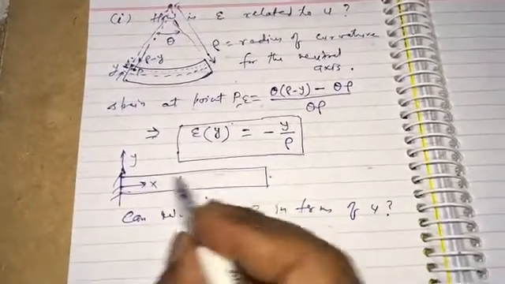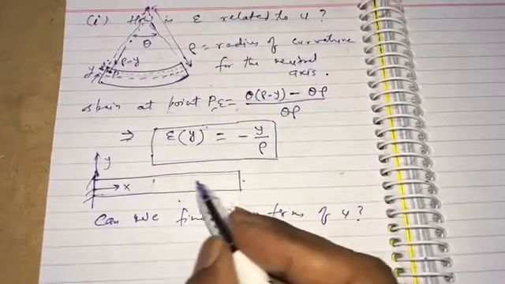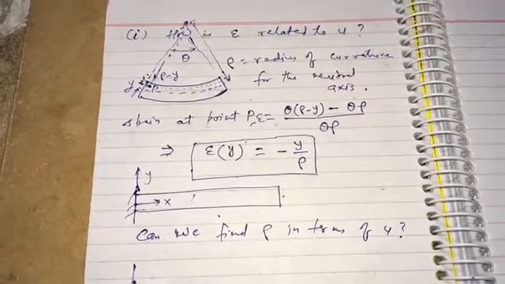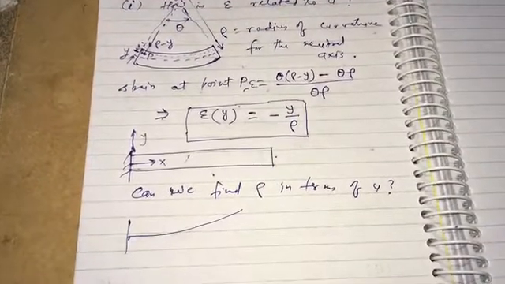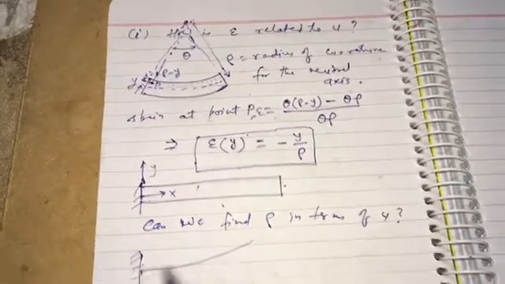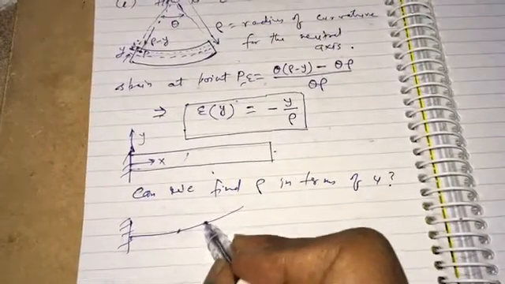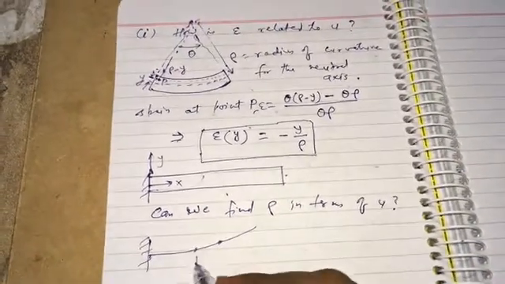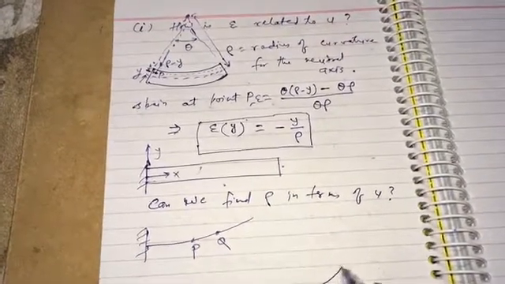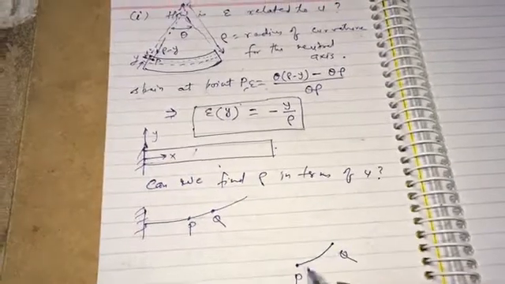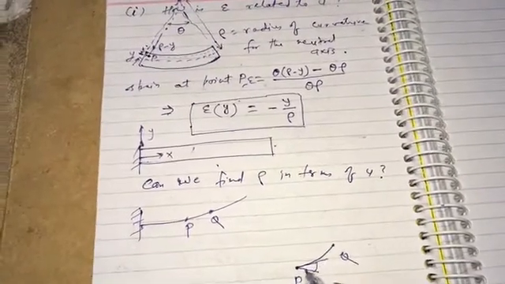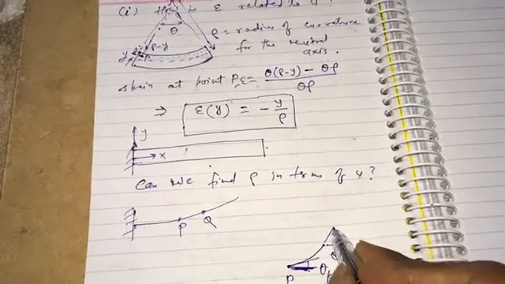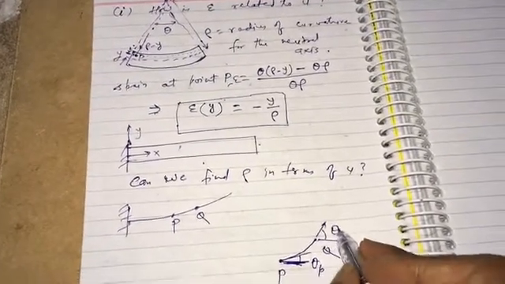So let us say this beam, when it bends, becomes something like this. So this is how the beam becomes. Let's consider two points, here and here. Let's say this is P, this is Q, and here there will be some angle. So this is theta P, and there will be a slope here also. So this is theta Q.